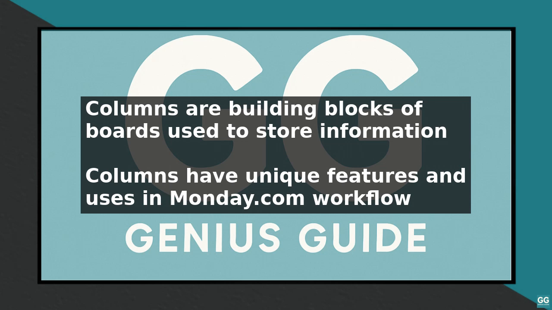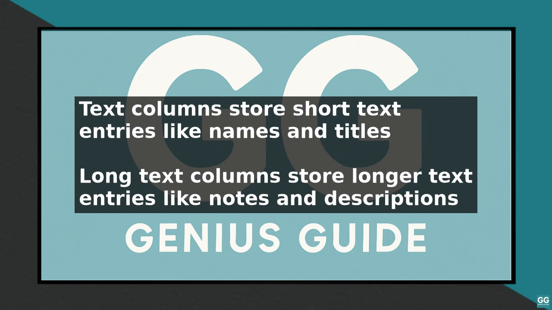The text column is the most basic type of column and is used to store short text entries. It's ideal for storing names, titles, and short descriptions. The long text column is similar to the text column but allows for longer text entries, making it perfect for storing notes, descriptions, and comments.